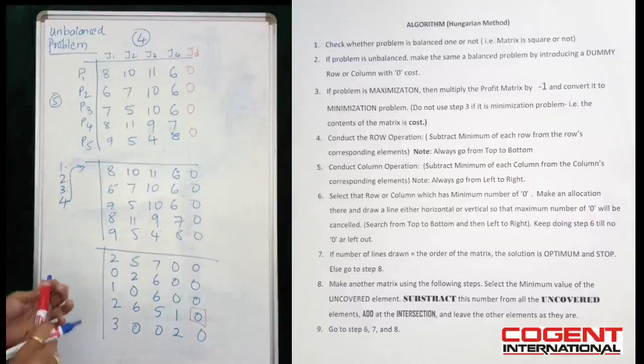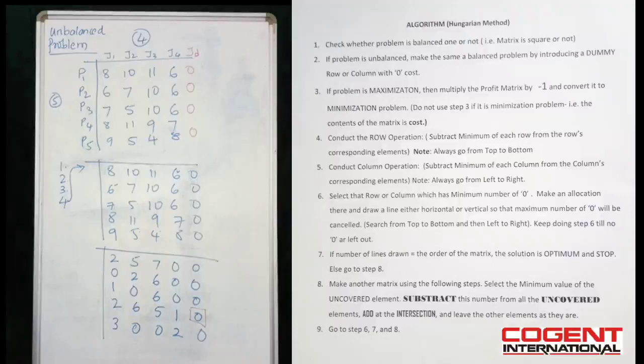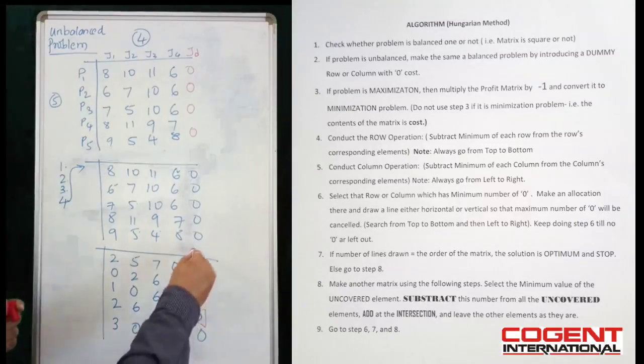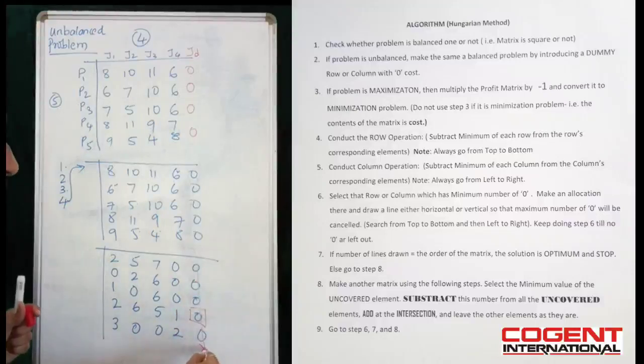I have allocated. Draw a line to cancel the maximum number of zeros. So how do I draw the line? If I draw the line like this, horizontal, it will not cancel any zeros. So I have to draw the line vertical.